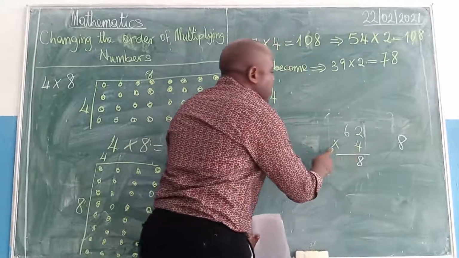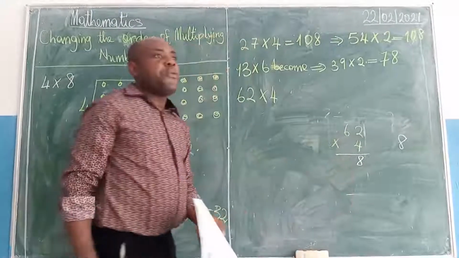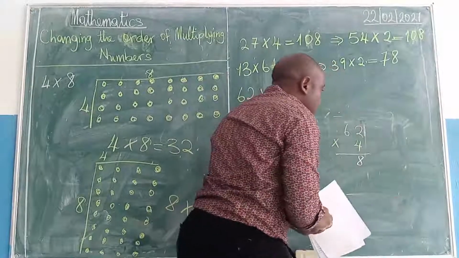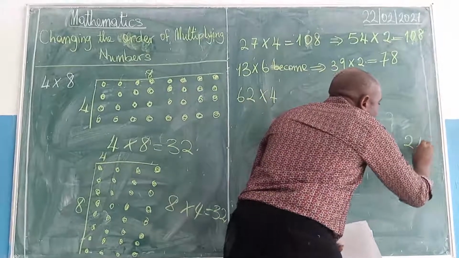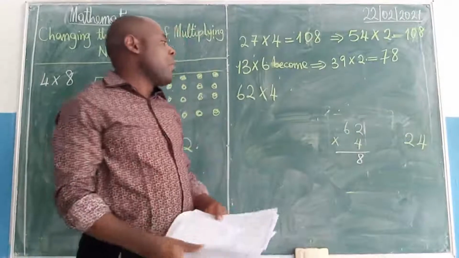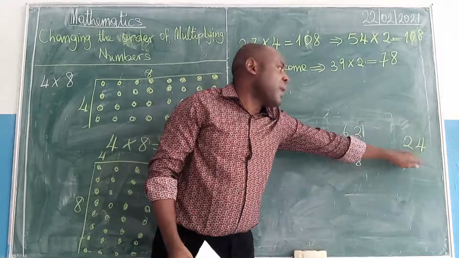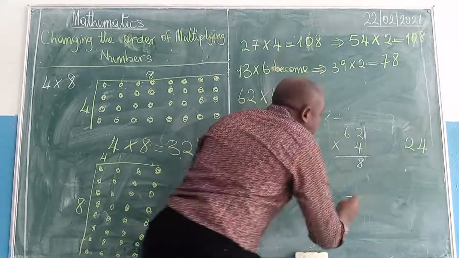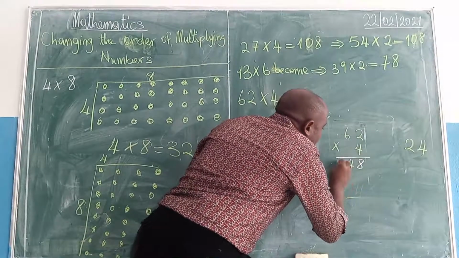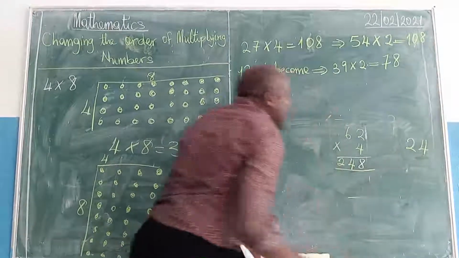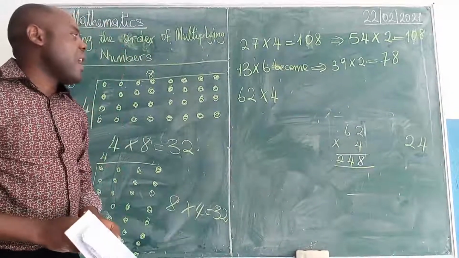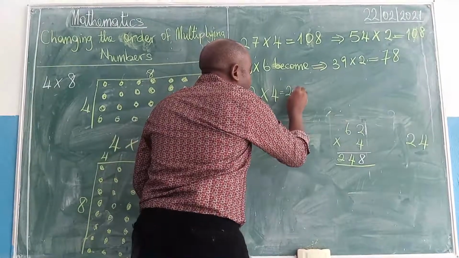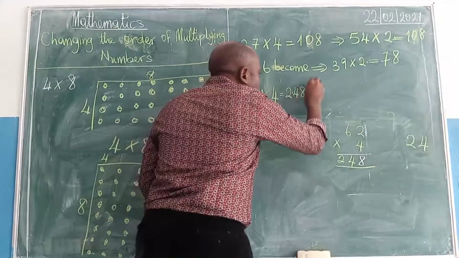Then 4 times 6. 4 times 6 gives me 24. We go to the rough work column 24. Now if you look at 24, these are not two numbers. So we need to first of all write 4, the number at the right hand first. We write 4, and then we put 2 outside. The answer becomes 248.